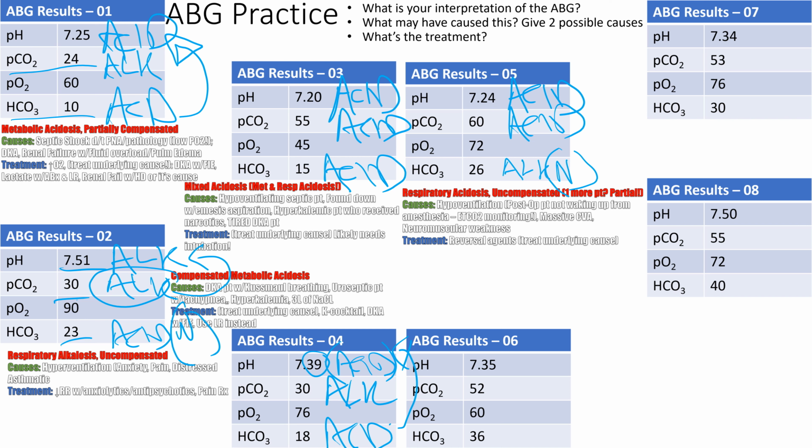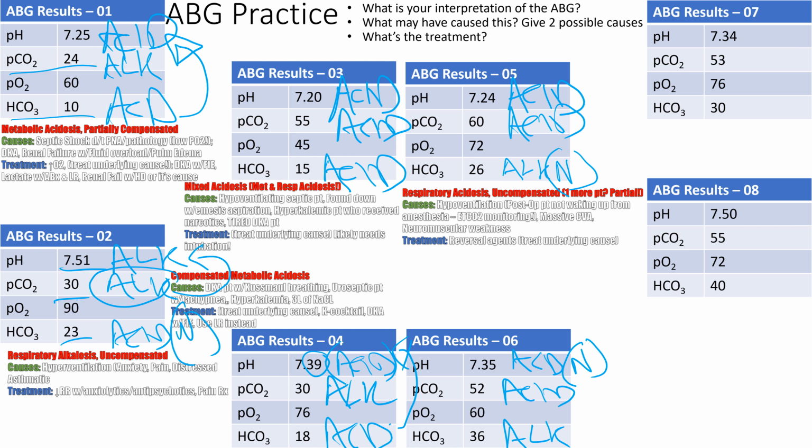What is number 6? What is that pH? That's on the acidotic side of normal, right? And what about the CO2? That's also acidotic. What about the bicarb? Definitely alkalotic. PO2 is a little bit low too. It's concerning. Might be, but they have what kind of ABG? They got a fully compensated respiratory acidosis.